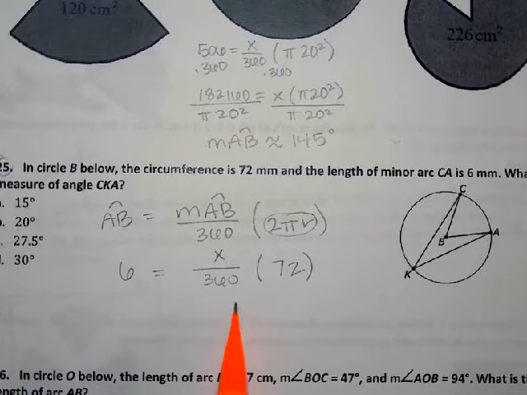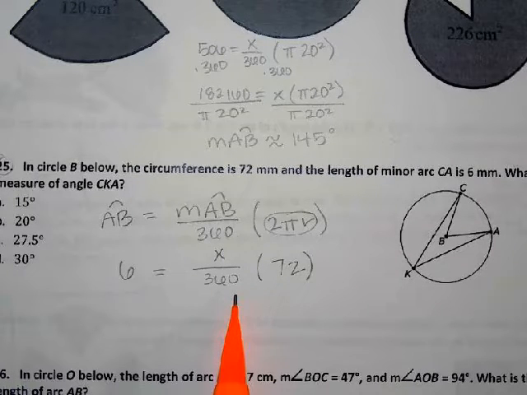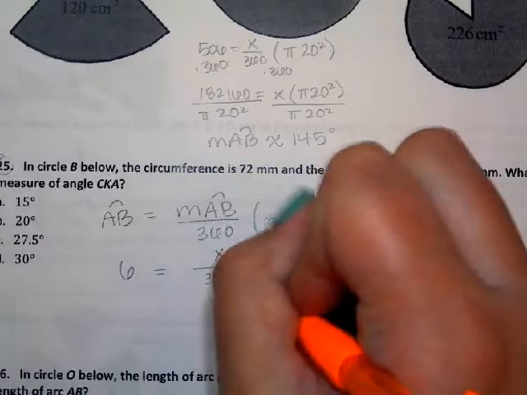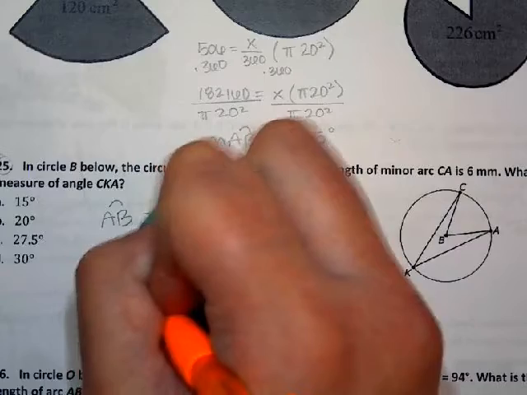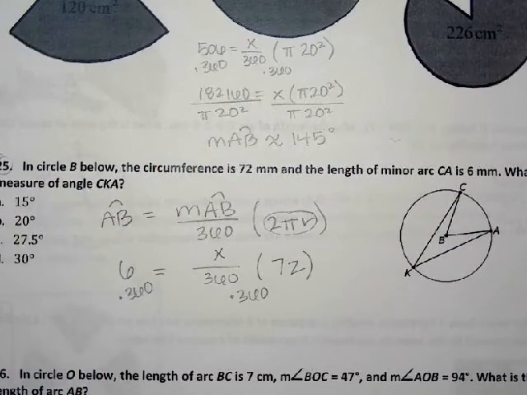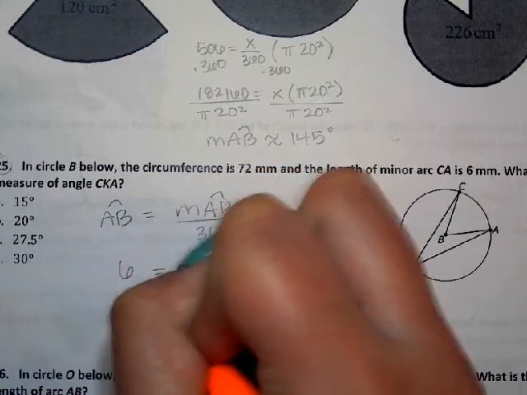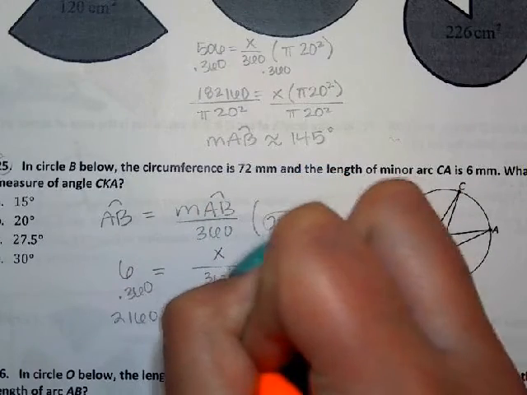Okay, times 360 times 360. 6 multiplied by 360 is 2,160, and that equals x times 72. Then what should I do?